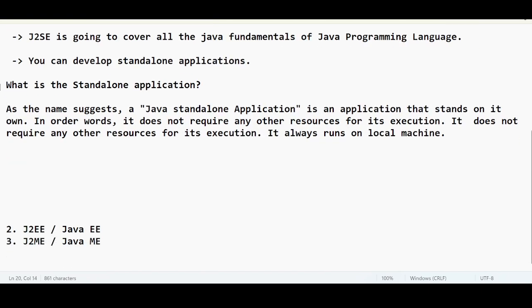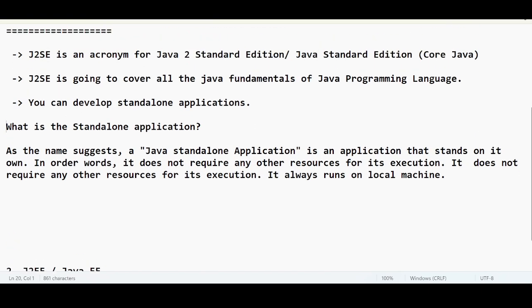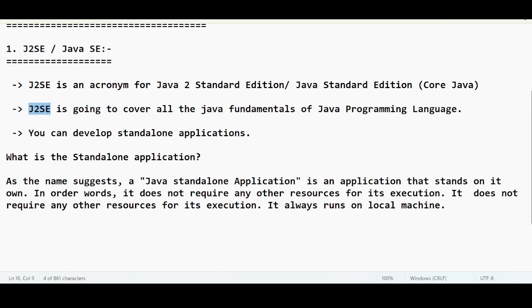We are able to develop standalone applications. You can develop standalone applications by using Java Standard Edition. Okay, in the current software industry, is there any demand for developing standalone applications? That could be the billion-dollar question, right? Is there any demand?